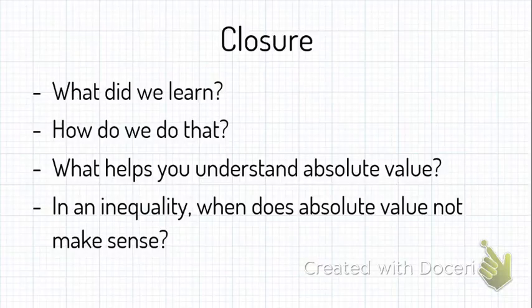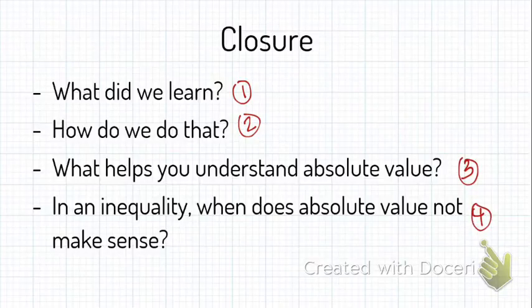What do we learn? How do we do that? Let's just go around. Let's have ones talk about this, twos talk about this, threes talk about number 3, and then fours talk about number 4. These are a little bit different than normal, right? Numbers 1 and 2 are pretty much the same, but what helps you understand absolute value? Let's have threes talk about that. And then fours we'll talk about: in an inequality, when does an absolute value not make sense? Think about number 6, okay? So let's have the teacher pause the video here for about a minute, have students discuss this.